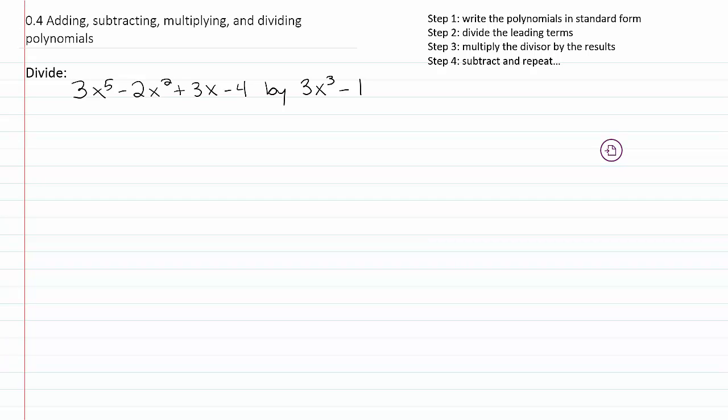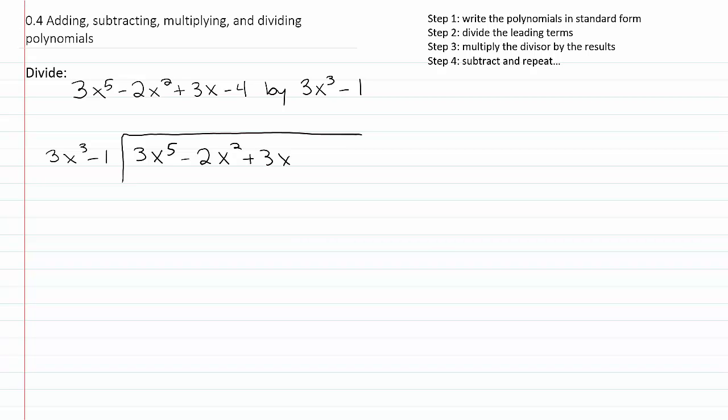All right, in this video, we're dividing these two polynomials. They're already written in standard form, so I'm going to go ahead and put them in the division format that we use. So 3x to the third minus 1 will divide into the dividend 3x to the fifth minus 2x squared plus 3x minus 4.